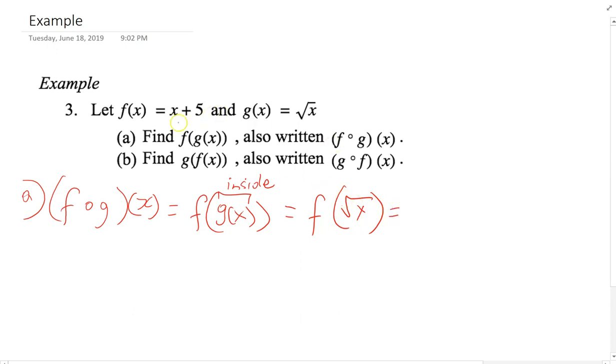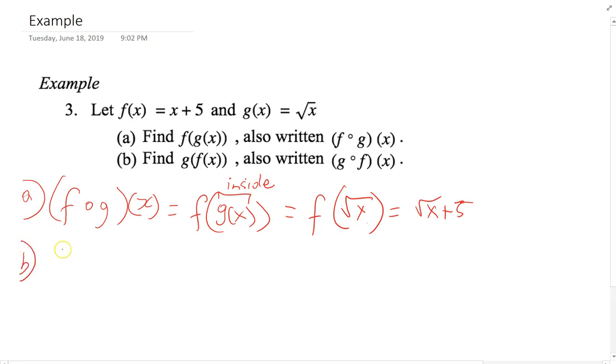So wherever you see x in your f function, you replace that with your input, which is radical x. So that is going to be radical x plus 5. Right? So this radical x plus 5 is our f of the g of x. And now let us look at the g of the f of x.